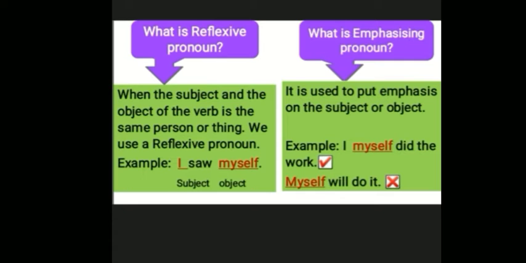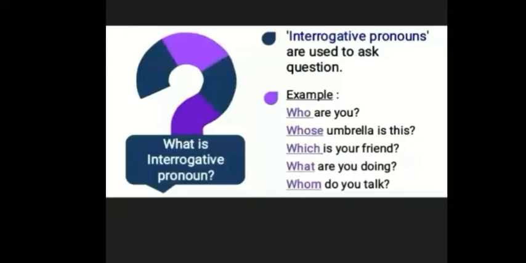And the emphasizing pronoun is generally in apposition with another word. It is used to put emphasis on the subject or object. For example, I myself did the work. Here myself is the emphasizing pronoun which is used after the subject. Here always remember one thing, that the emphasizing pronoun cannot start a sentence. For this, myself will do it, the sentence is incorrect.